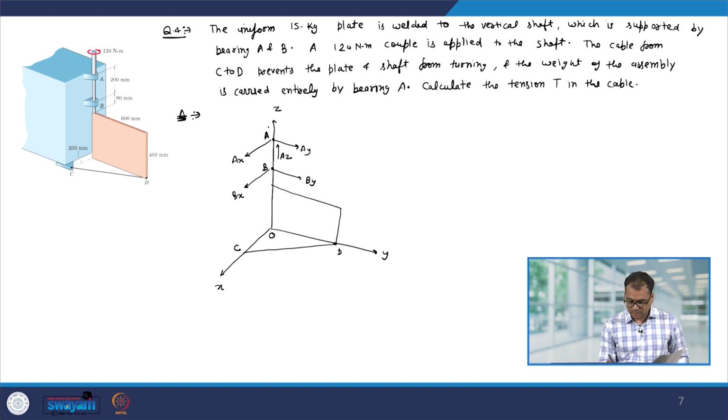And also, there is a torque. So, this is 120 Newton meter and this length is 200 mm, this is 80 mm, this is 400 mm, and the weight of the plate is going to act downward.